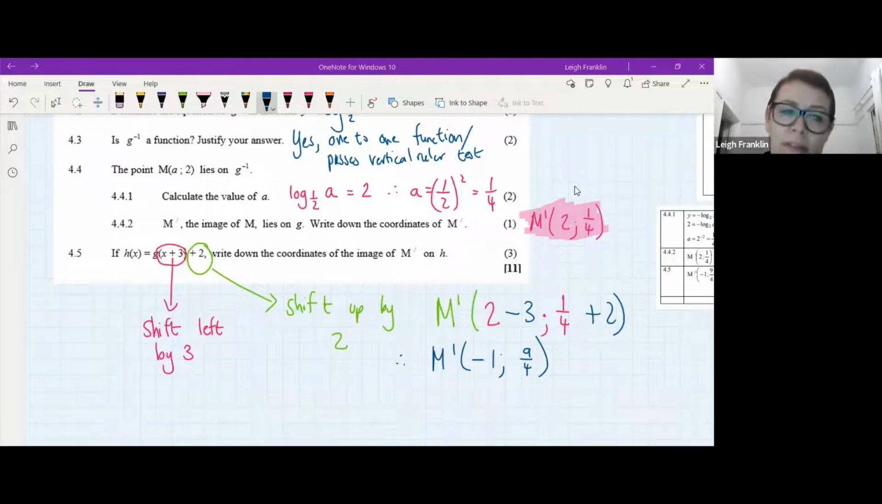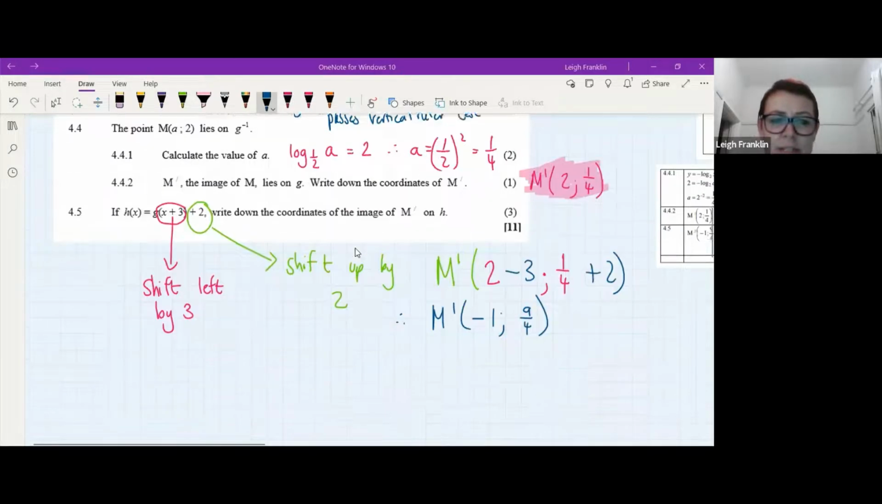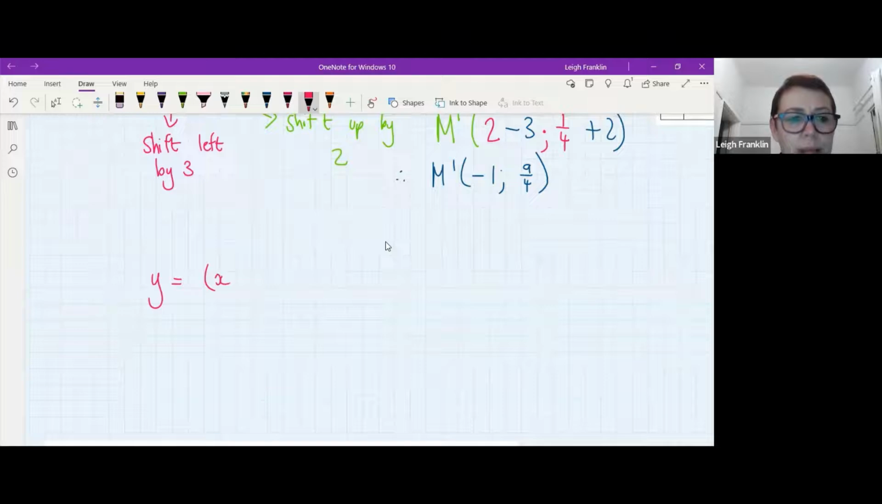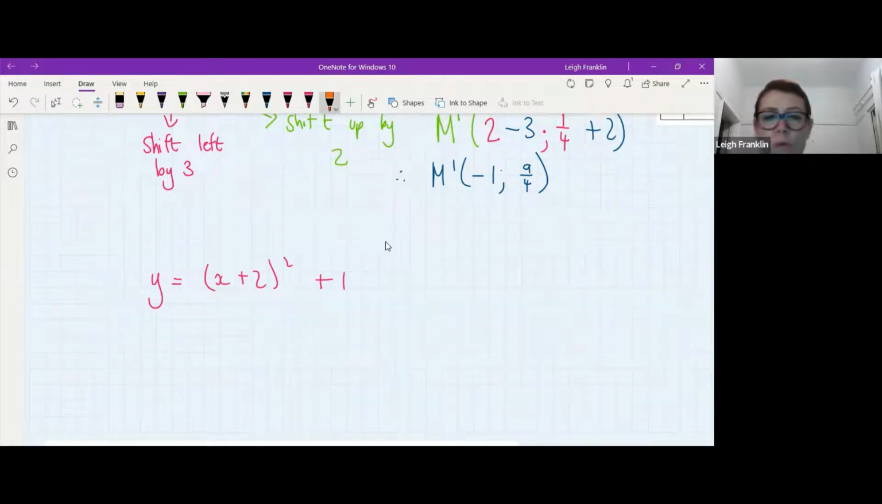So in the way that this has been written, this is an instruction to you. They're asking you to add 3 to x and 2 to y. By asking you to add 3 to x, you shift the graph further to the left-hand side. I don't know if you remember, it's the same with the parabola. So if we've got the graph of, let's say, y equals x plus 2 squared plus 1. That's a parabola, right?